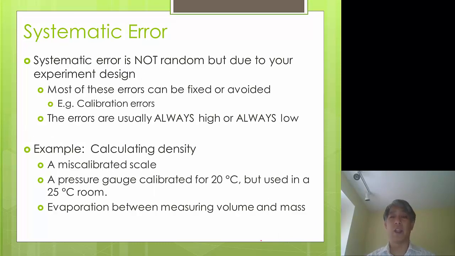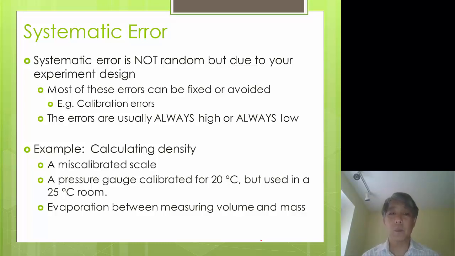Systematic error is different, okay? It's not random, but due to the design of your experiments. Sometimes we can fix these errors. A calibration error is an example of a systematic error. So if we check our equipment beforehand, we eliminate those. But it's important to note that the errors are almost always high or always low. You're always going to be measuring something that's too high compared to the actual value, or something that's always too low compared to the actual value.